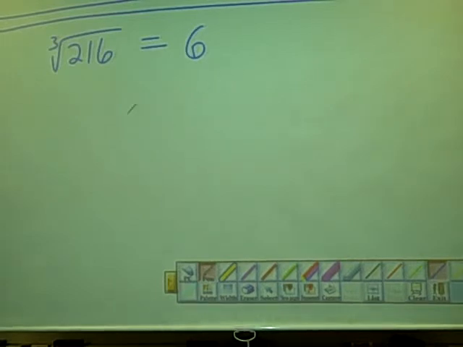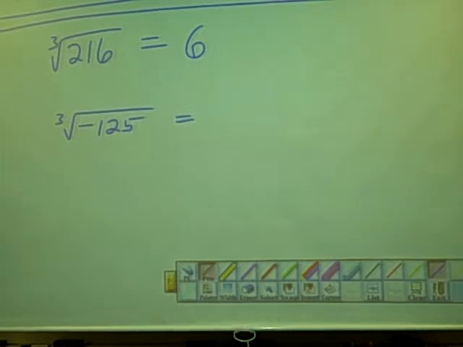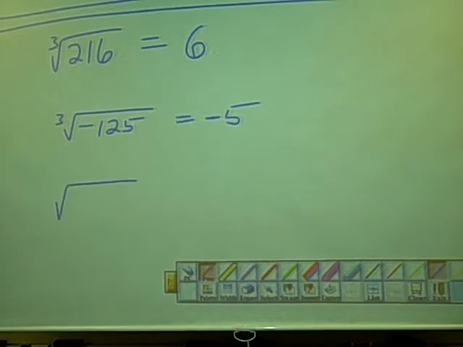Okay, well what about the cube root of negative 125? Well, what times itself 3 times? 5. It's 5, right? But we got a negative here, so that's going to be negative 5, right? Because negative 5 times negative 5 times negative 5 is negative 125. All right, good. Well, what about the 4th root of negative 216?